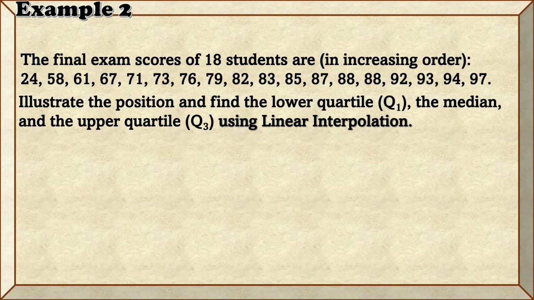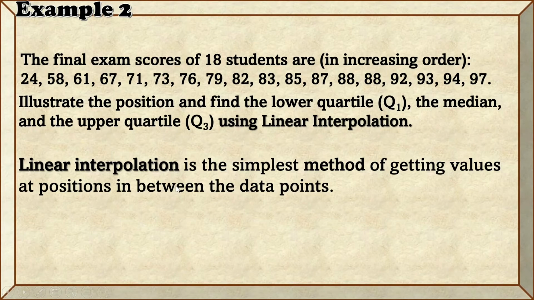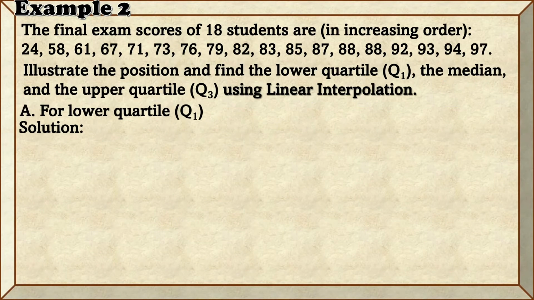Example number 2. The final exam scores of 18 students are in increasing order. We have 24, 58, 61, 67, 71, 73, 76, 79, 82, 83, 85, 87, 88, 88, 92, 93, 94, and 97. Illustrate the position and find the lower quartile, the median, and the upper quartile using linear interpolation. Linear interpolation is the simplest method of getting values at positions in between the data points.